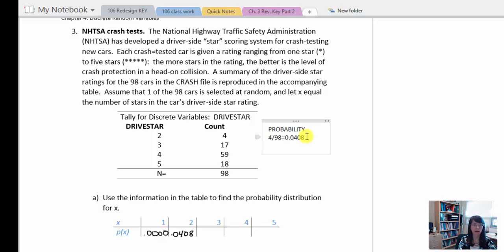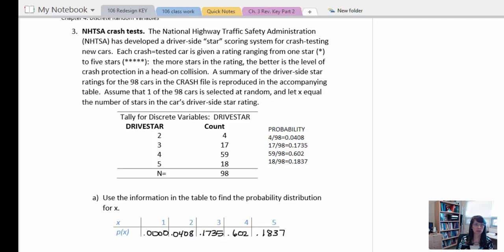0.0408. For a rating of 3 stars, we're taking 17 and dividing by our total of 98, and that equals 0.1735. Star rating of 4 would be 59 divided by our total of 98, and finally, star rating of 5 would be 18 divided by our total of 98. So we'll write all of these values in our table for easy reference.